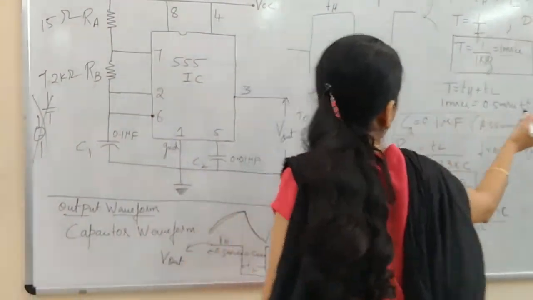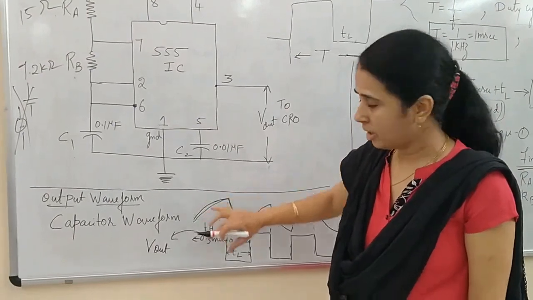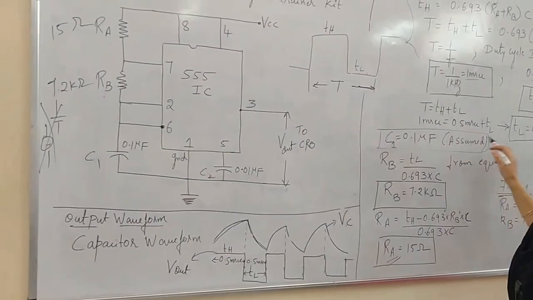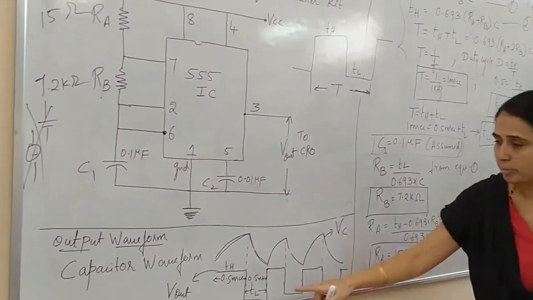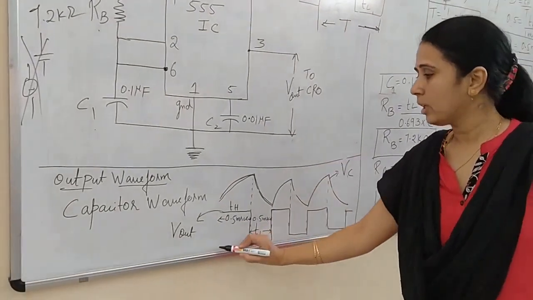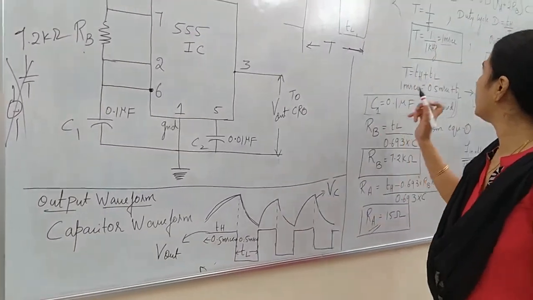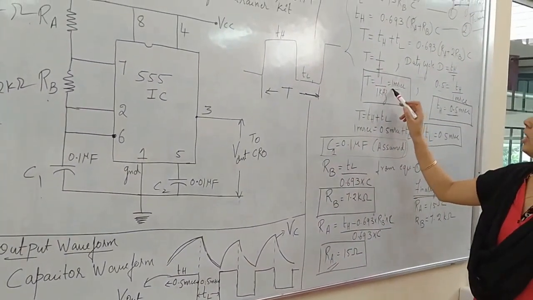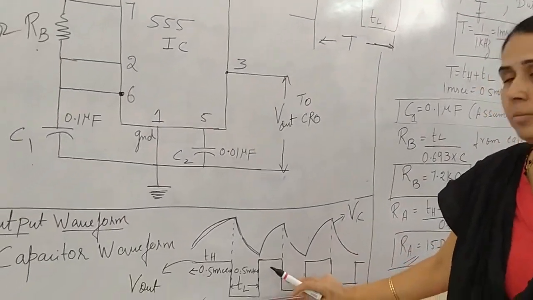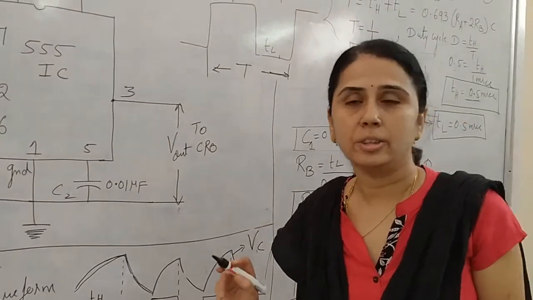TH we got as 0.5 millisecond. We have to measure TH using CRO. It should be 0.5 millisecond. We have got TL as 0.5 millisecond. If you measure the lower transition, it should be 0.5 millisecond. So overall, what is T? T is nothing but 0.5 plus 0.5. It should be 1 millisecond. That is the value we got. So you need to cross check all these values in an output waveform using a CRO. This will be done in the lab using CRO and signal generator.